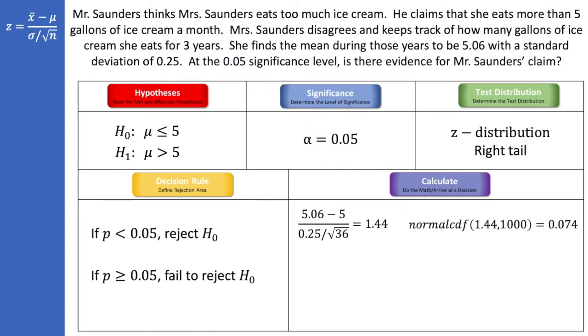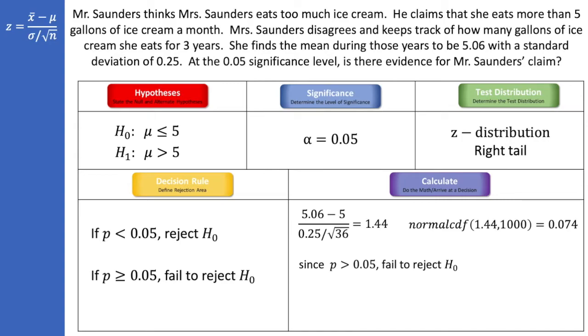the z value that we just found of 1.44. So we have normal CDF, lower bound of 1.44 to an upper bound of 100 or 1,000, and we get the area under the curve, or the probability, to be 0.074. Now we compare that to our decision rule. And since p is greater than 0.05, we'll fail to reject the null.